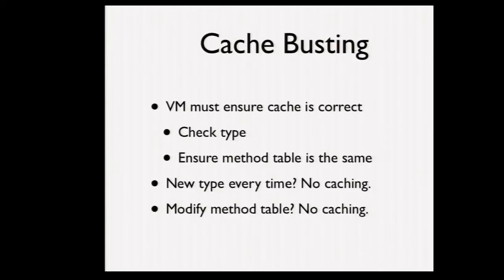Now, what gets in the way of this process? Well, we have this cache, and we build a lot of assumptions on this cache always being valid, always having the right target method, knowing that we're not going to have to re-look up a method, do a different branch, and figure it out at runtime. So the VM has to ensure that this cache is correct.